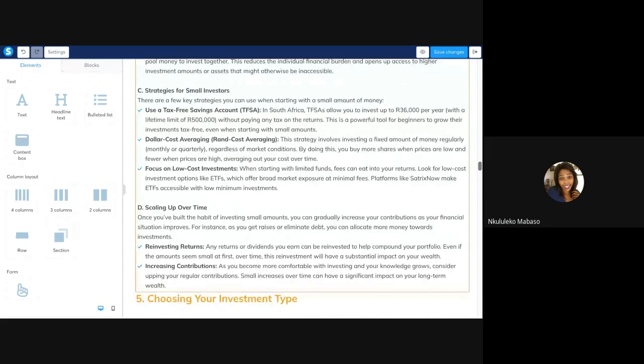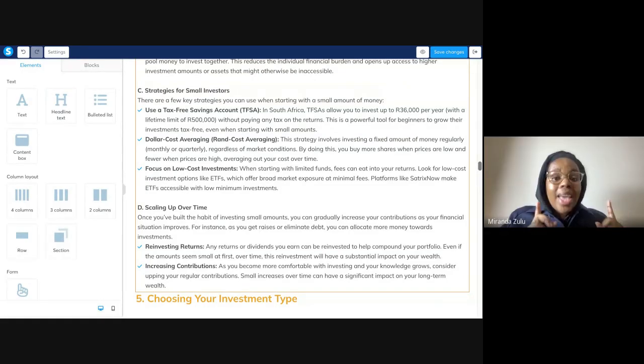With the tax-free savings account, so even if you put up 36,000 as a once-off thing for the whole year, I mean, you can't put in more than that, right? No. So it means for 30.